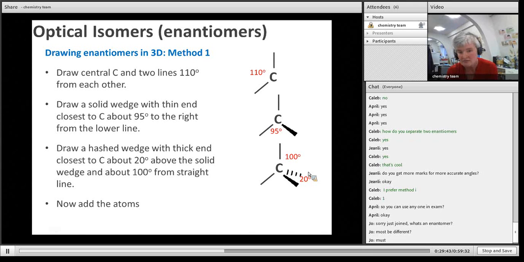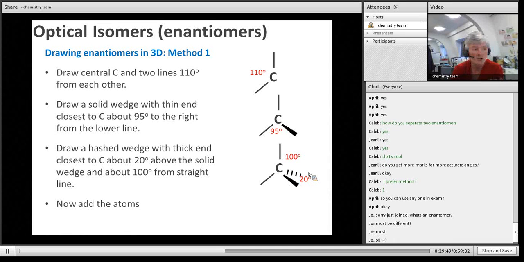The 4 groups must be different, yes. The moment you have two methyl groups or two hydrogens, I don't have a chiral carbon and it can't form an optical isomer.